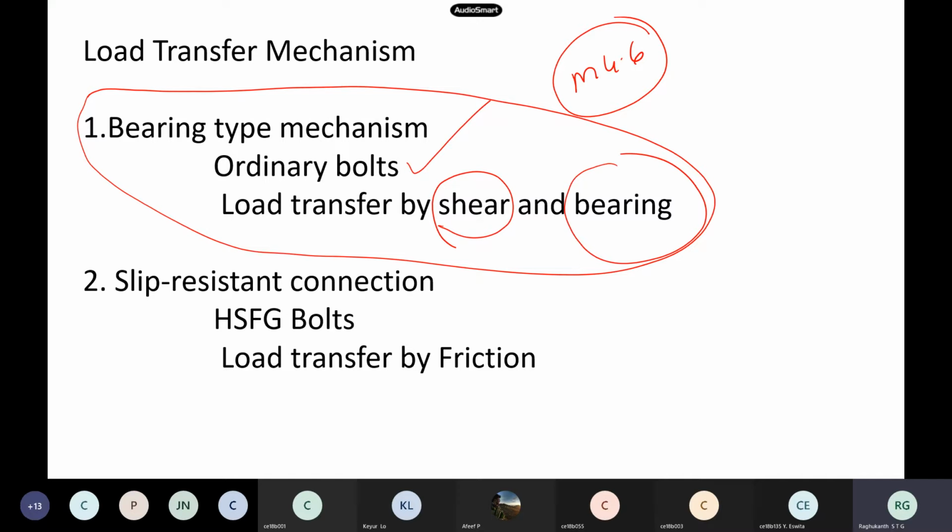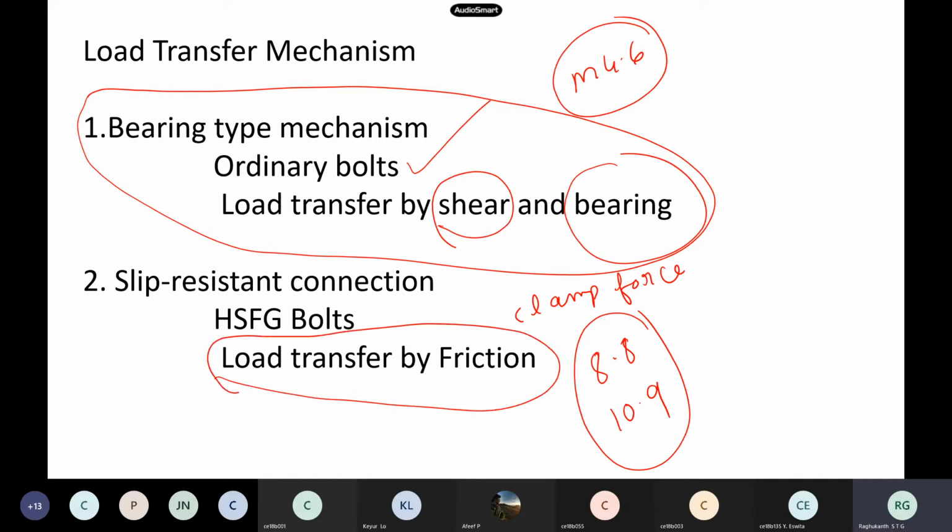Now there is another thing, load transfer by slip resistant connection. We have seen last class the clamp force and other things also. Because you are tightening the bolts, these HSFG bolts, that is 8.8 and 10.9, these are very high strength bolts. You can make them strong by tightening, as I showed you in the last class also. Here the load transfer happens via friction between the plates itself. So if you are designing HSFG bolts, you may have to do one extra thing, that is load transfer by friction itself.